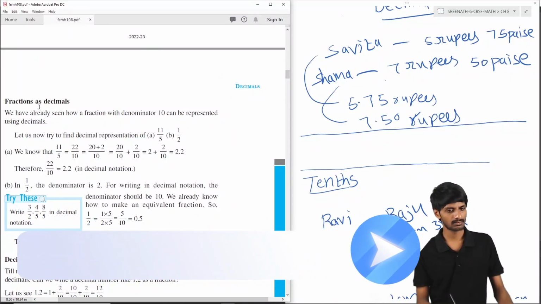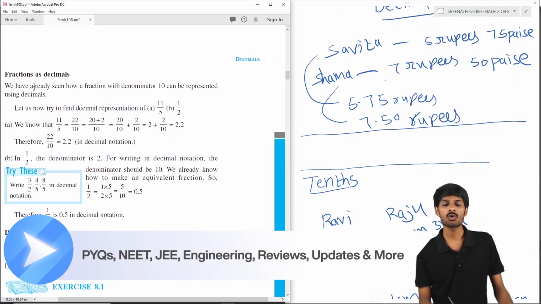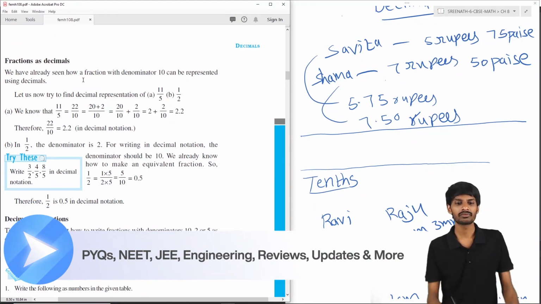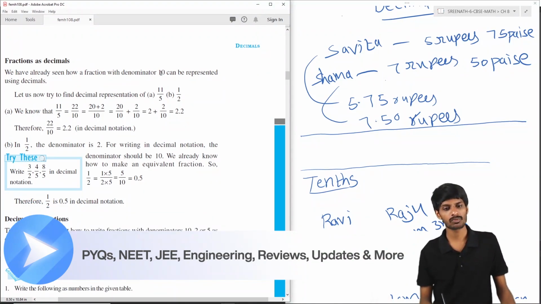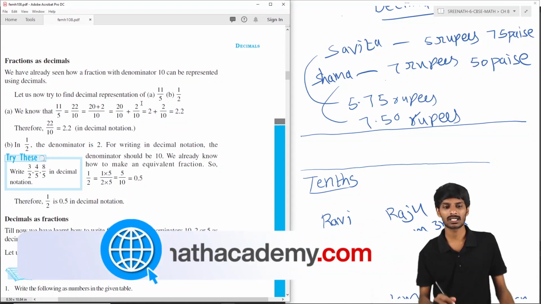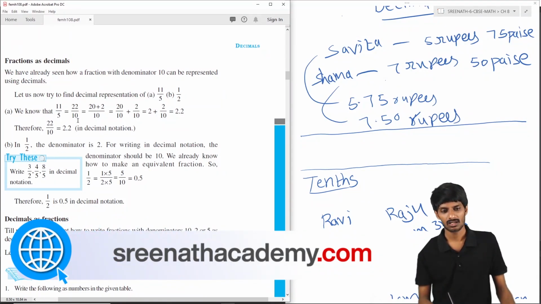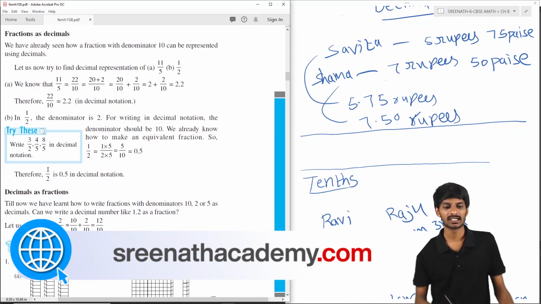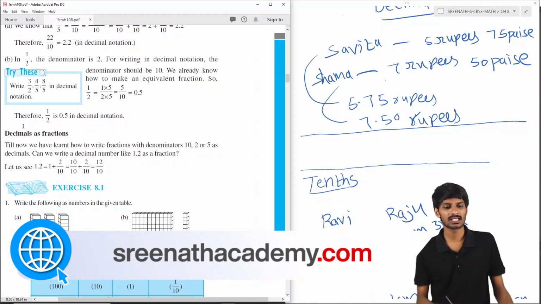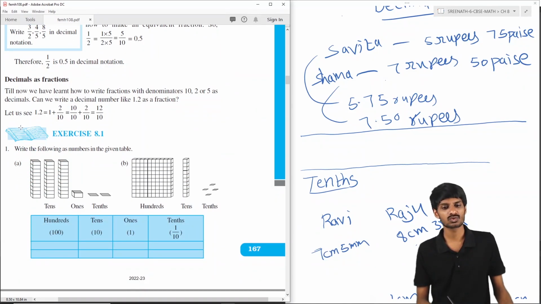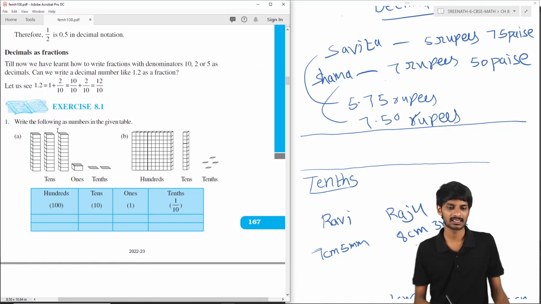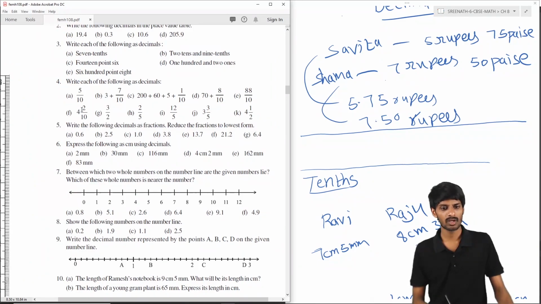After that, fraction as decimal. How to represent fractions as decimals? If we have any fractions with the denominator 10, we can easily represent them. If you have any fractions other than denominator 10, we have to convert them into equivalent fractions whose denominator is 10, and then do the task like this, students. Decimals as fractions. How to convert decimals into fractions? For these, you have to write the ones and 1/10s like that, and just add. And we have solved the example problems.